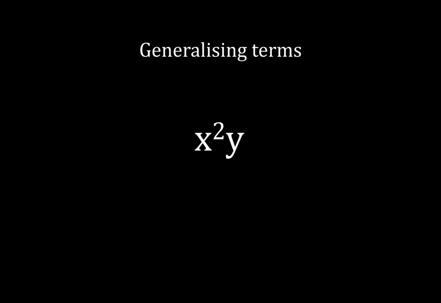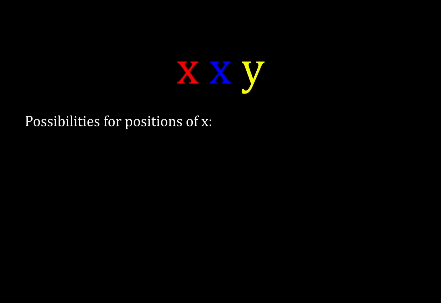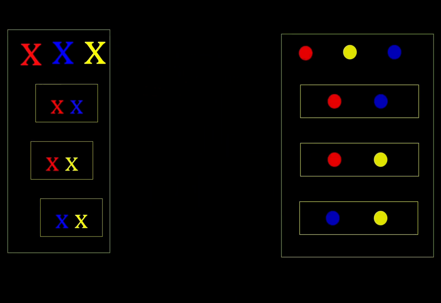When we're looking at the number of x squared y terms, for example, what we are really asking is, how many ways are there to have 2 x terms within these 3 slots? Well, if we were to list out the possible places we can fit 2 x terms within these 3 slots, we will have red blue, red yellow, and yellow blue. Does this sound familiar to you?